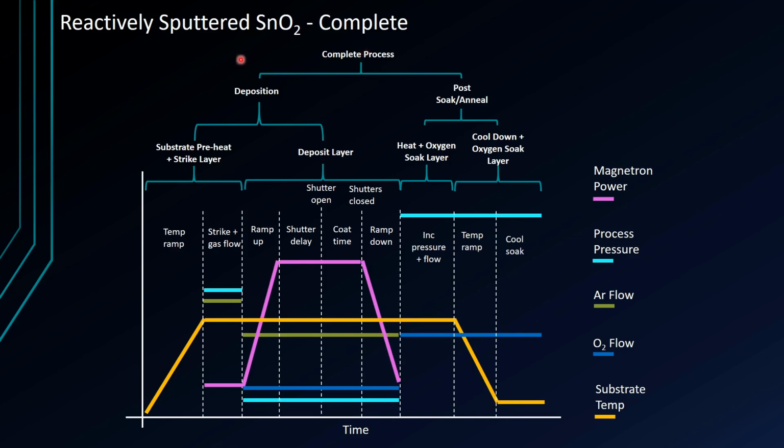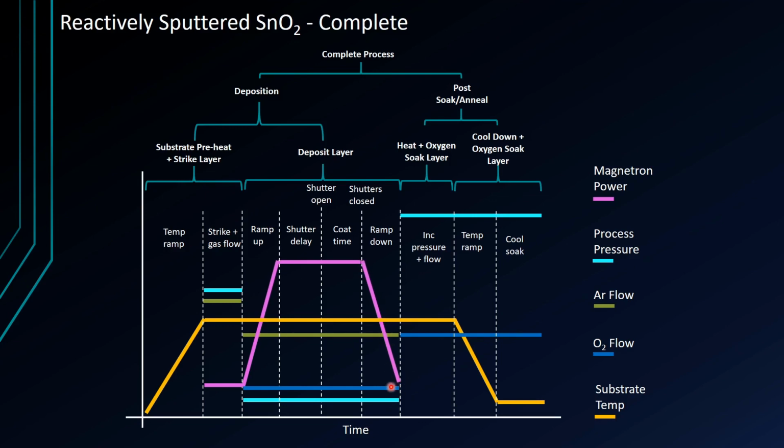Our whole process is made up of a deposition section and then this post-anneal section. The deposition section consists of a substrate preheat and a striking layer. We ramp up our temperature, we do our strike, we strike our target, then we move into the deposition layer, we drop our flow, we introduce oxygen flow, a small amount, and we drop our total process pressure. At the same time, we begin ramping the power on the gun. We go through our shutter delay, we open our shutter, we do the coating, we close the shutter, we ramp back down.